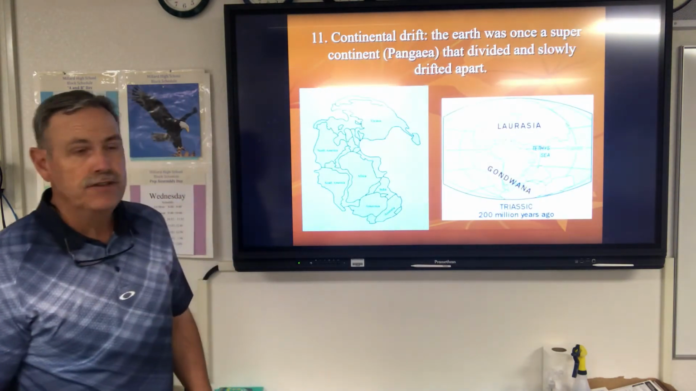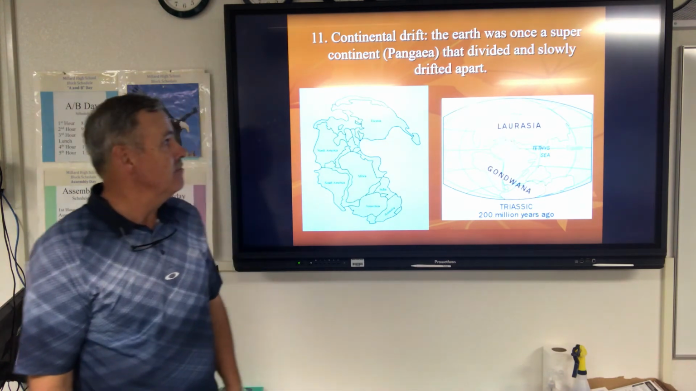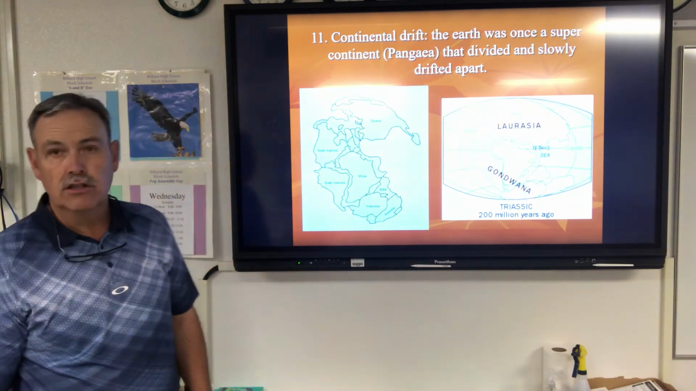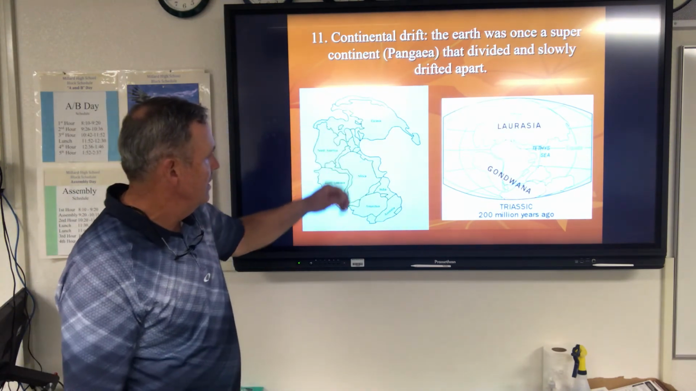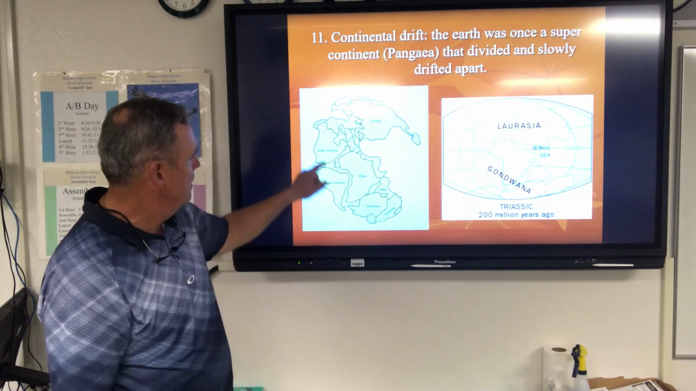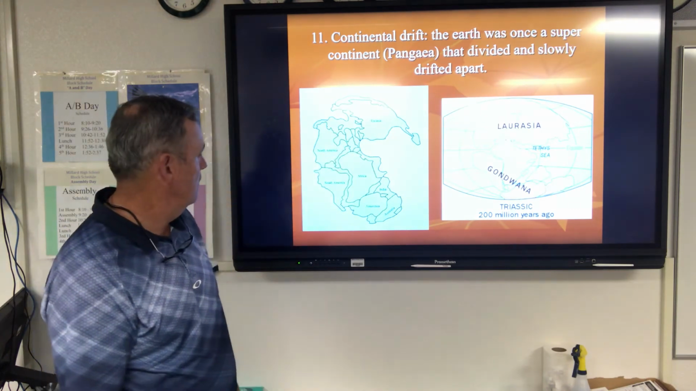Okay, continental drift. The Earth was once a supercontinent, and that was called Pangaea, and then it divided and slowly drifted apart. You can see the shapes of some of the continents and how they started to move away. You can see North and South America and how Africa would have fit into that pretty neatly.